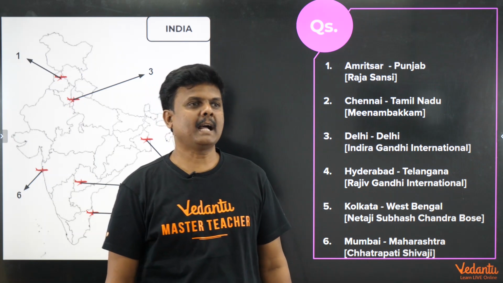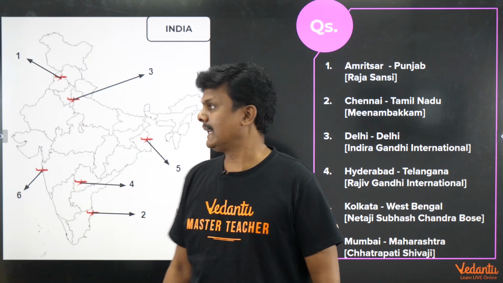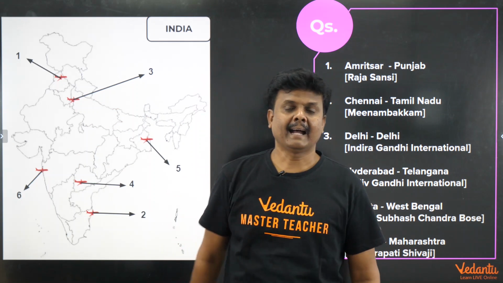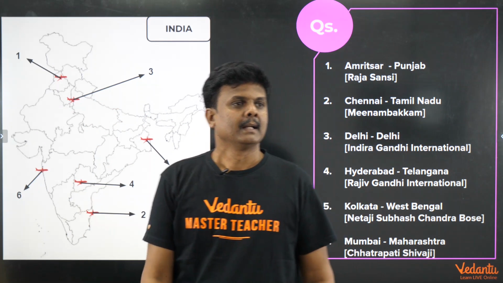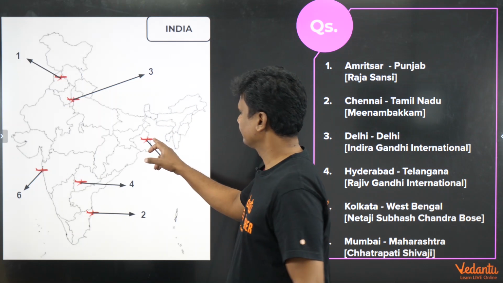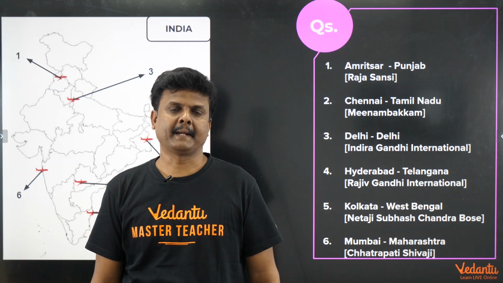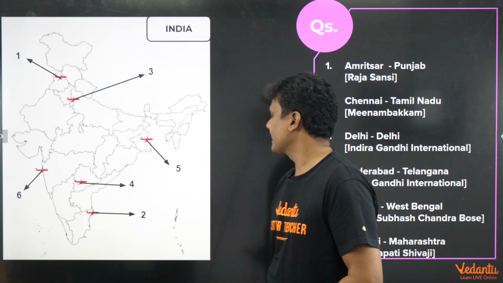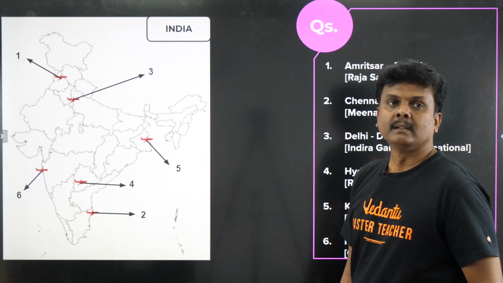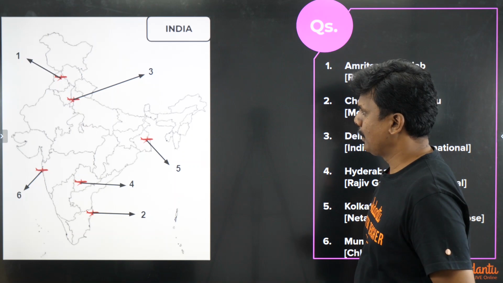So Amritsar, Punjab, Chennai, Tamil Nadu, Delhi, Hyderabad, Kolkata, and Mumbai in Maharashtra. These are the major airports.